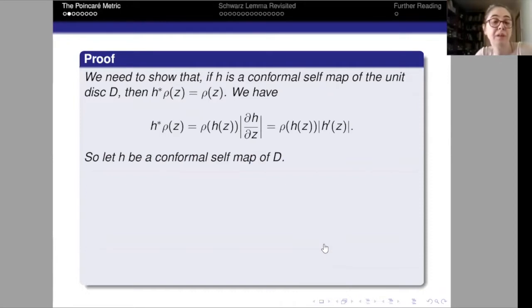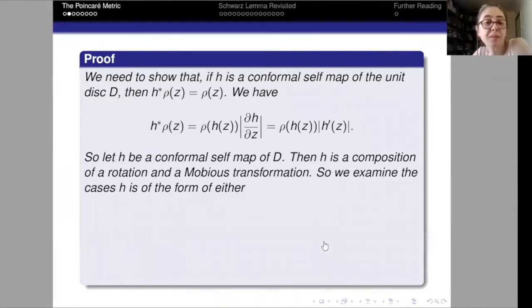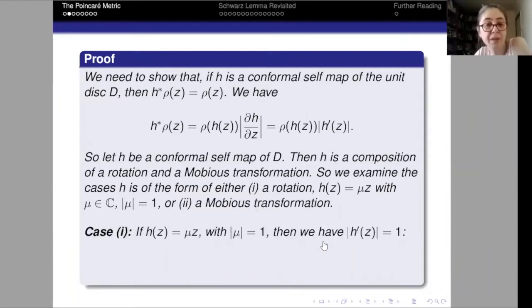So we take a conformal self-map of the unit disk. Then we know that H is a composition of a rotation and a Möbius transformation. So we examine the two cases. H is of the form of either a rotation, then H(z) is equal to mu z with some mu with absolute value 1, or H is a Möbius transformation. So let's look at case 1.